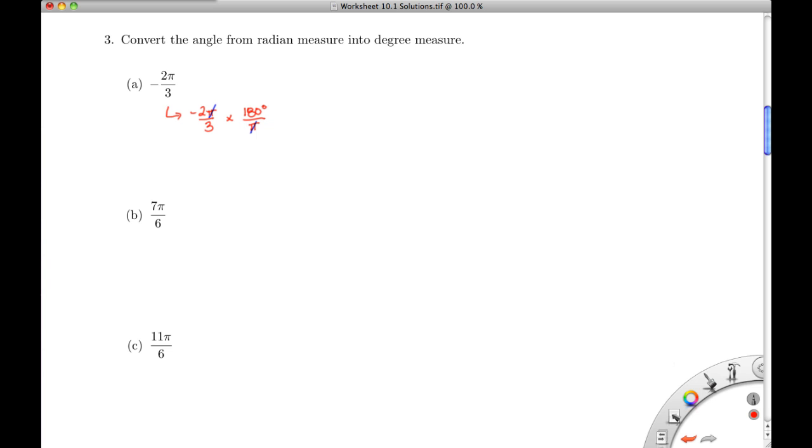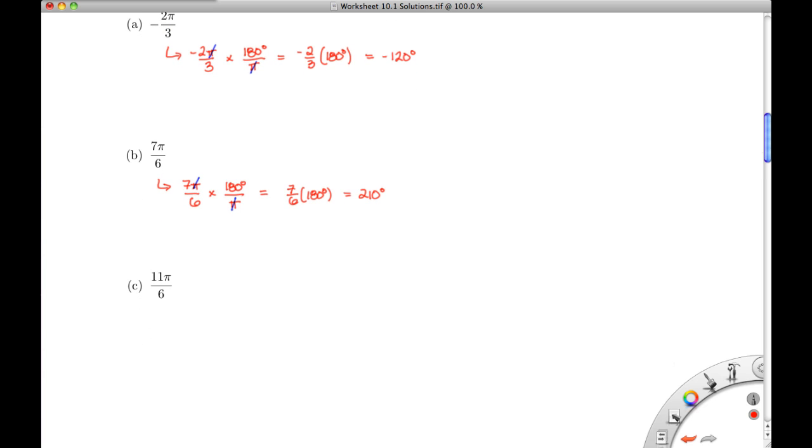so we can basically lose those. That'll simplify to 1. And then we're left with minus 2/3 times 180 degrees. And if we multiply this out, we end up with negative 120 degrees. So that's basically the process for all of these, so we'll kind of motor through these. So we've got 7 pi over 6 times 180 degrees over pi. Again, the pi's will cancel out, and we're left with 7/6 times 180 degrees. And if we multiply that up, we get 210. So 210 degrees is an equivalent angle measure with 7 pi over 6.